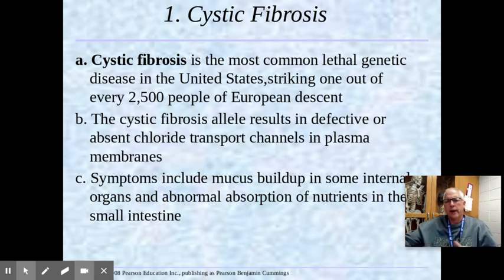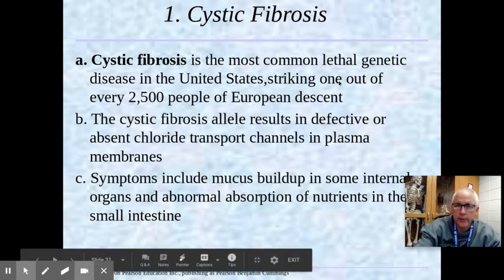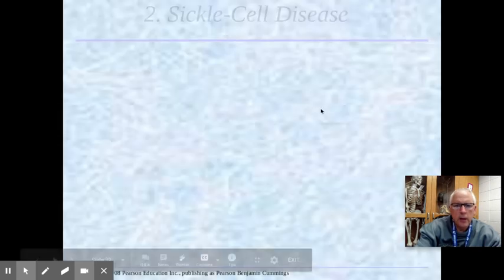Now, we've increased lifespans with this disease. We still don't have a cure for it, but we do have better treatments for it and people living longer lives with it. So cystic fibrosis is one of those that we'd like to wipe out someday through gene therapies and things like that. So that's recessive. You've got to have 2 recessive genes to get that. All right. Let's look at another one.